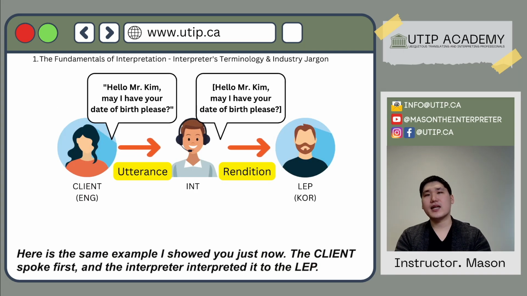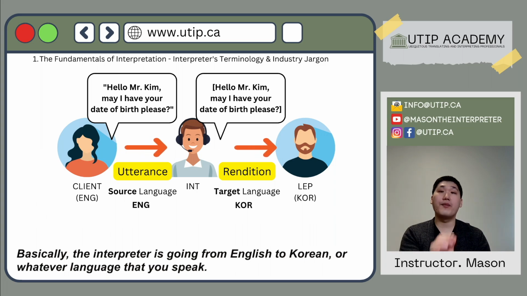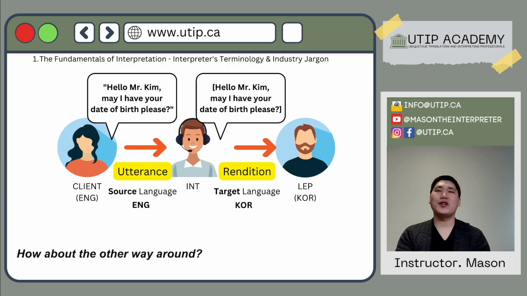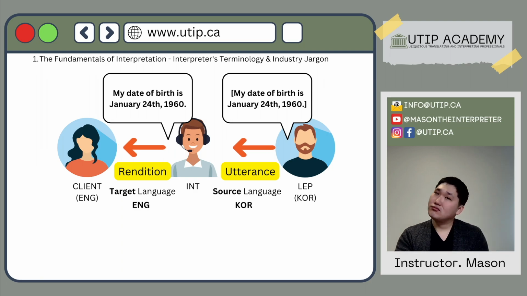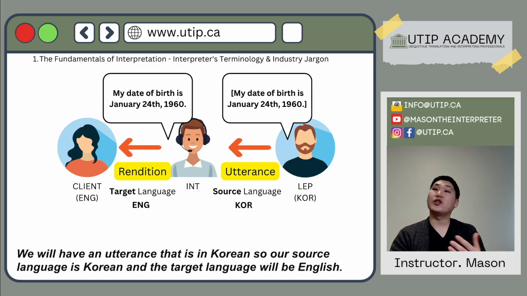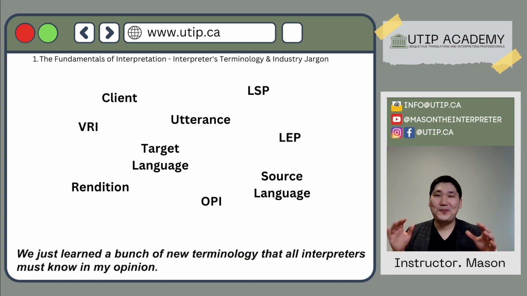Here is the same example I showed you just now. The client spoke first and the interpreter interpreted to the LEP. The source language is English and the target language is Korean. Basically, the interpreter is going from English to Korean or whatever language that you speak. How about the other way around? We will have an utterance that is in Korean, so our source language is Korean, and the target language will be English. We just learned a bunch of new terminology that all interpreters must know, in my opinion.